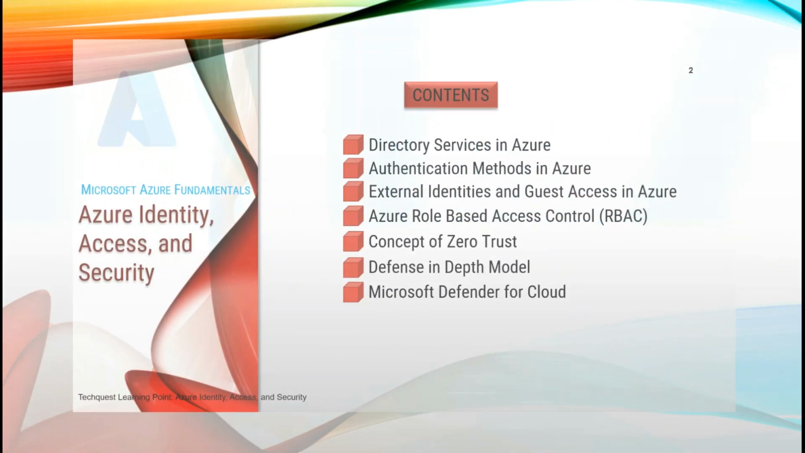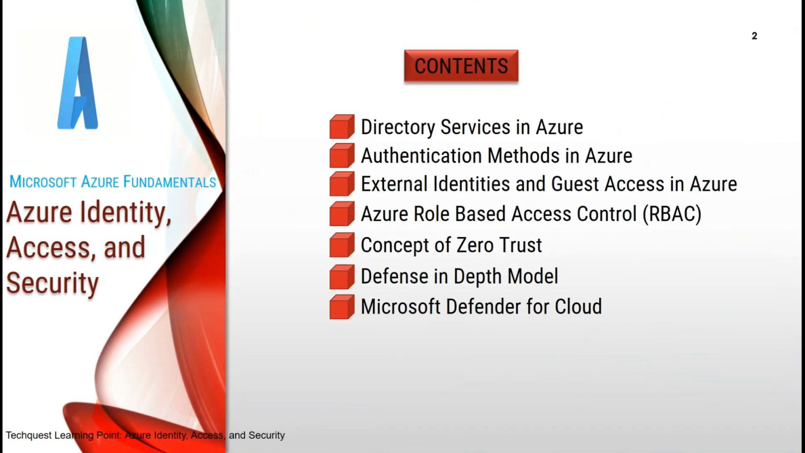Let's see the contents of this tutorial at a glance. This tutorial covers some of the authorization and authentication methods available with Azure. It covers the various topics related to Azure Identity, Access and Security, including directory services, authentication methods, external identities and guest access, AD conditional access, role-based access control, the concept of zero trust, the defense in depth model, and Microsoft Defender for Cloud.